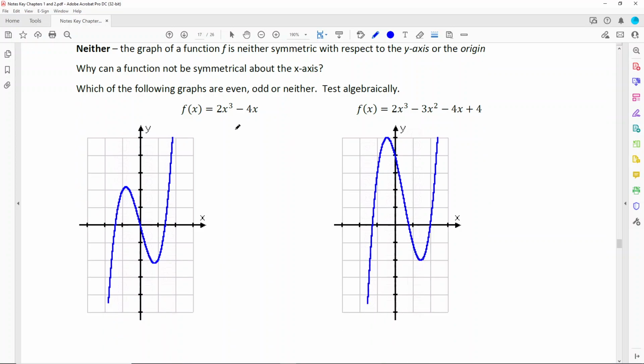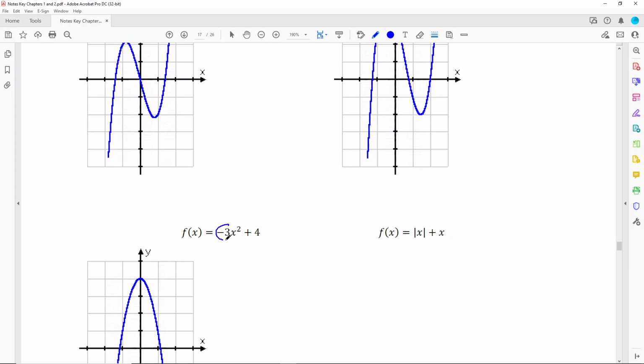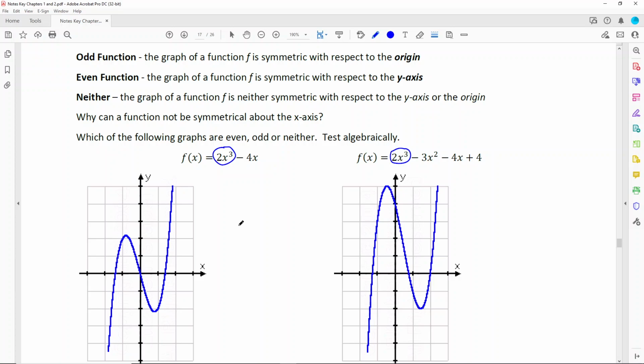So for example, if you look at this one, the leading term is 2x cubed. A leading term is the term with the highest degree on the exponent. Since this highest degree is a 3, we're going to call it odd. We're not going to say even, odd, or neither. We're just going to call it odd. This one too, the leading term has a degree of 3, it's odd. This one, the leading term has a degree of 2, it's even, right? So we are going to determine whether it's even or odd based on the leading term.